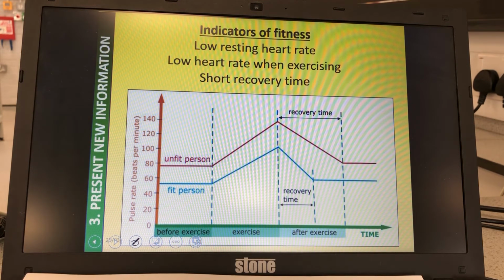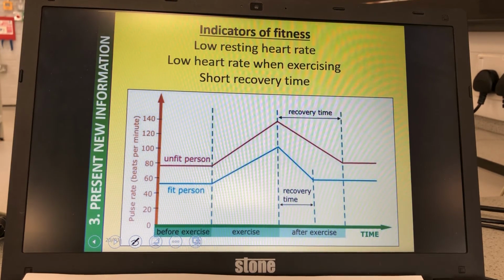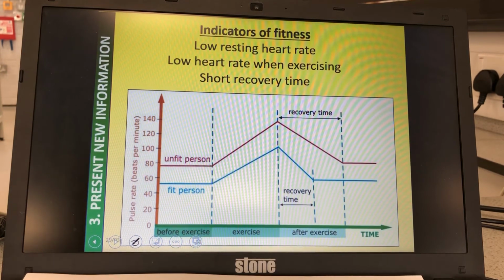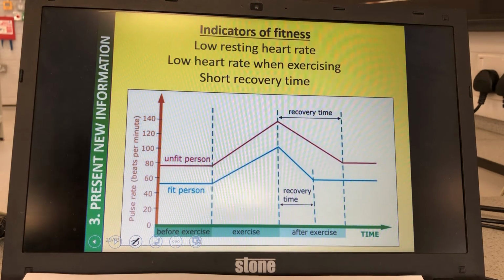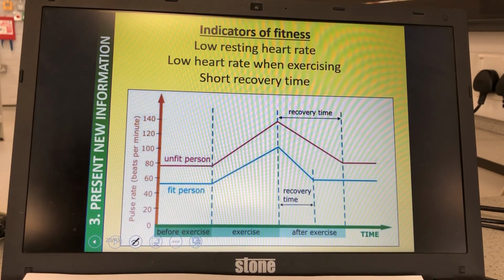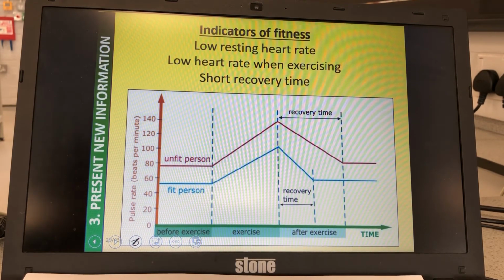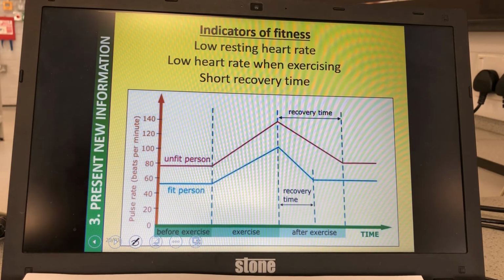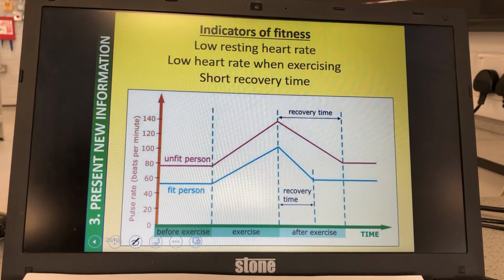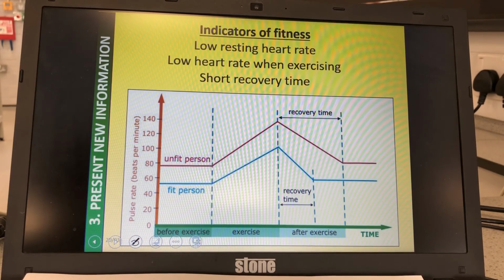So, indicators of fitness, we can see that the unfit person has a higher resting heart rate. Here is the unfit person with the high resting heart rate. So if your heart rate, when you were just sat not exercising, is higher, you are not as fit as the person who had the lower resting heart rate. So that's our first indicator of fitness.